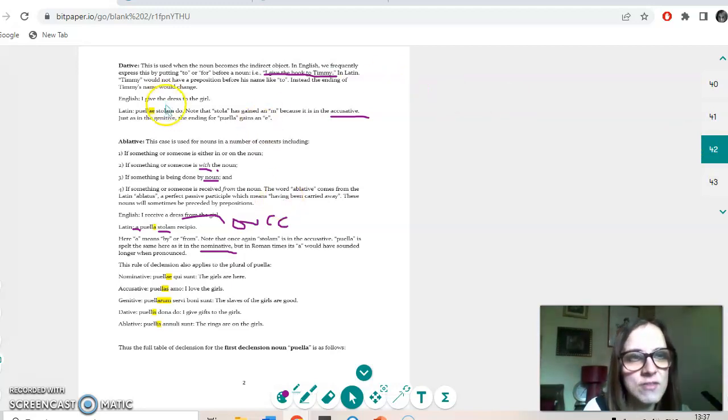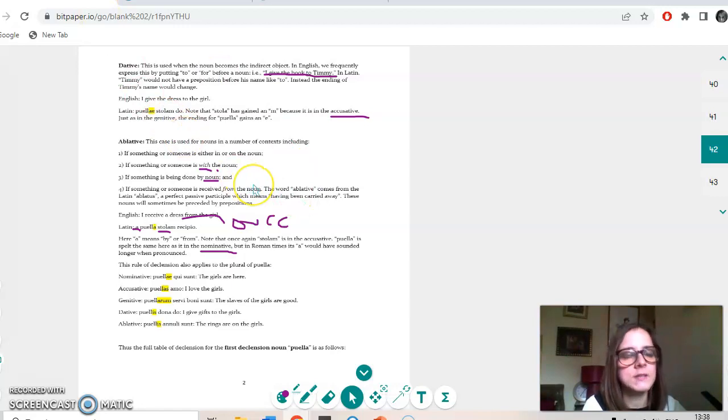Okay, the dative. This is used when the noun becomes the indirect object. So, let's say in English, you're giving a parcel to a friend. Now, you are the subject, you're the nominative. I give. You then have the parcel. The parcel is in the accusative. The parcel is the object. To a friend. Now your friend is the one in the dative. Dative is where the English word data comes from, things that have been given.